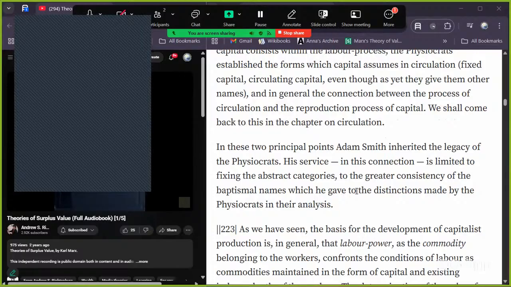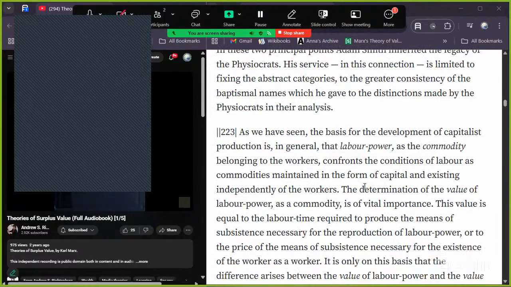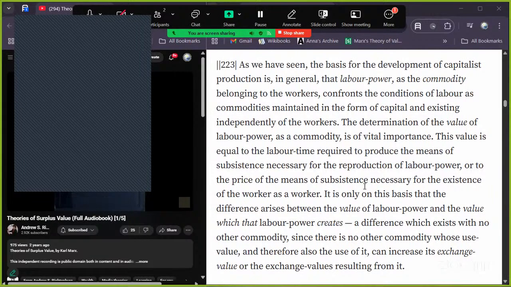As we have seen, the basis for the development of capitalist production is in general that labor power, as the commodity belonging to the workers, confronts the conditions of labor as commodities maintained in the form of capital and existing independently of the workers. The determination of the value of labor power as a commodity is of vital importance. This value is equal to the labor time required to produce the means of subsistence necessary for the reproduction of labor power, or to the price of the means of subsistence necessary for the existence of the worker as a worker.